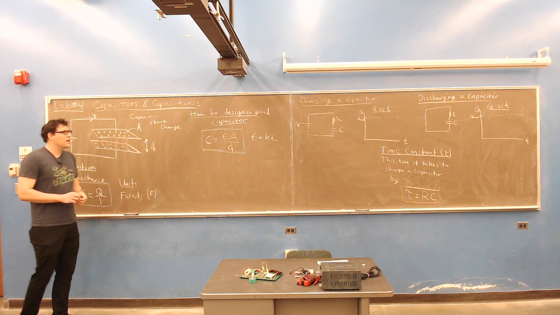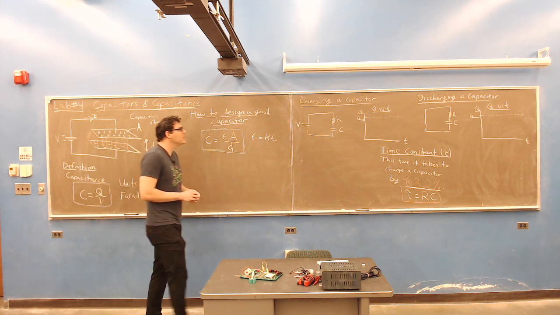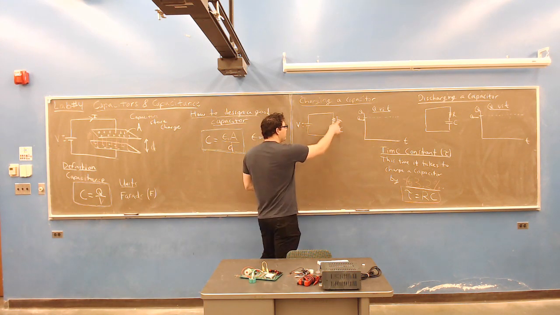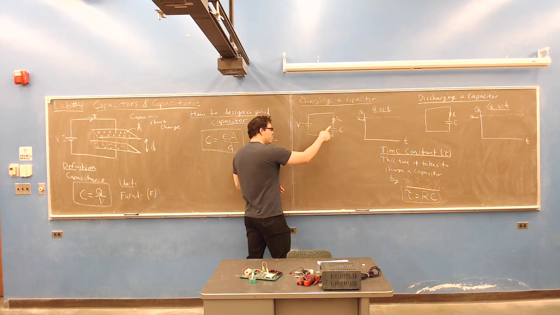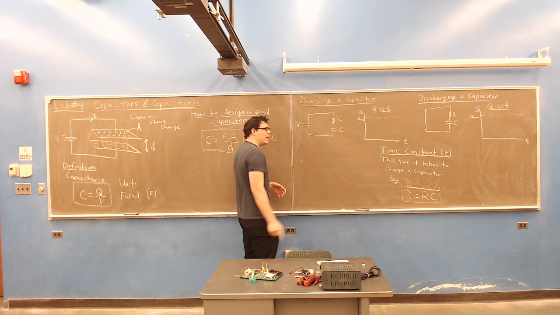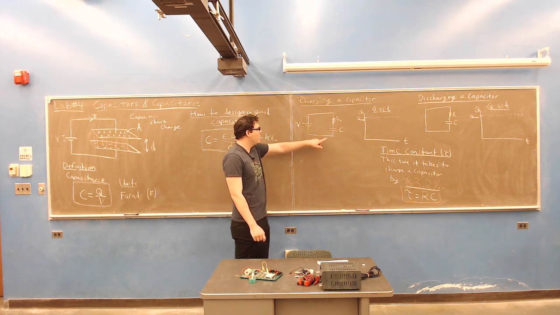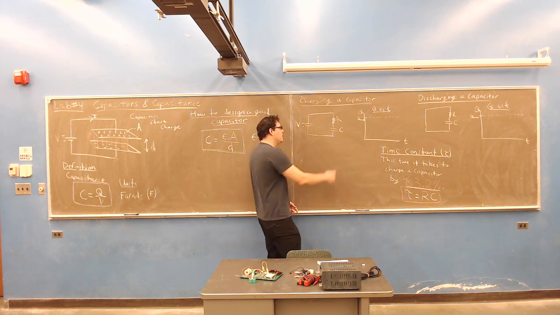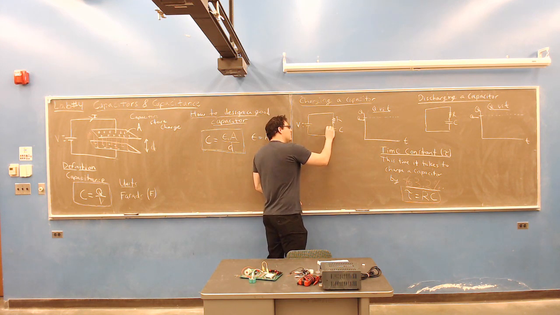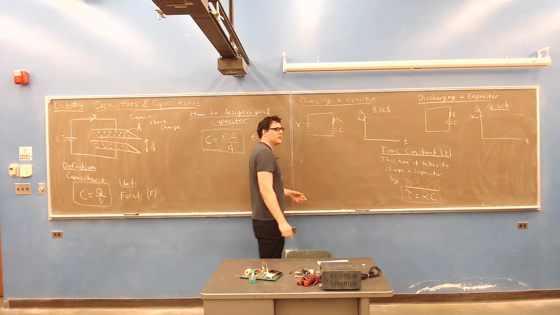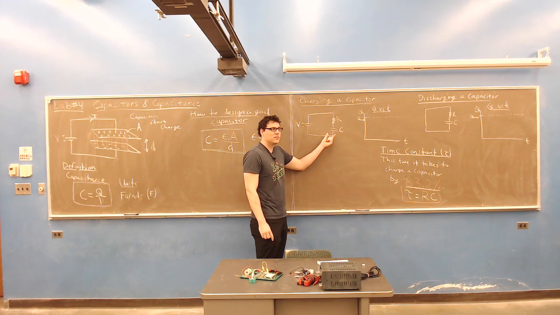All right, so let's charge a capacitor. So here I have a circuit. It has a battery, has a resistor. We're familiar now with batteries and resistors. Now I'm going to put a capacitor in there. And the capacitor is two metal plates, so the symbol is just two parallel lines of equal distance.